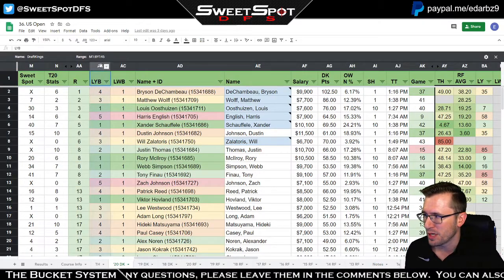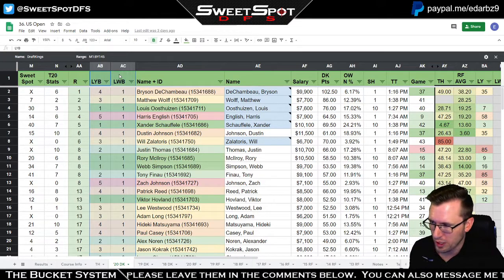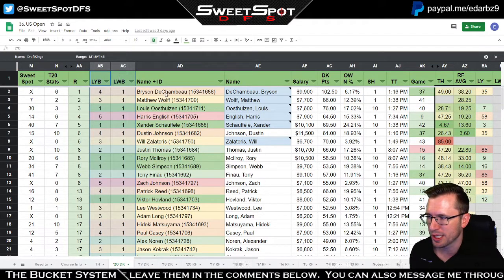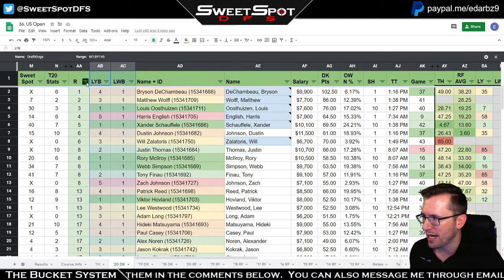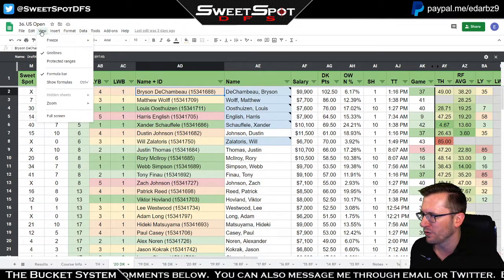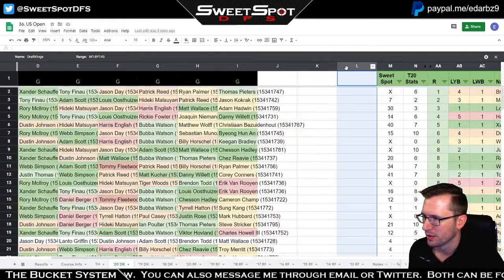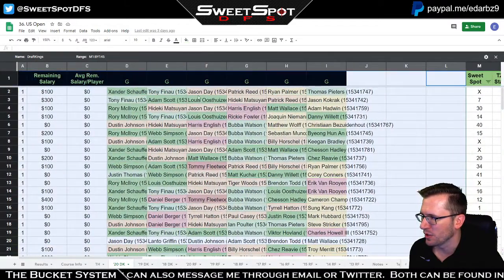The bucket system numbers are to the left of the player's name. As we go through these spreadsheets and look at these golfers, I'll probably freeze a pane over here. I better do something quickly though. These are my lineups that I played for the US Open.